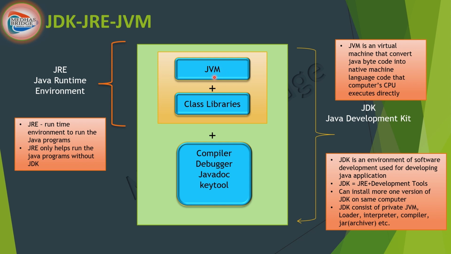This JVM requires class libraries while executing the code, isn't it? So the combination of JVM plus class libraries together, we can call it a JRE, Java Runtime Environment. Okay, JVM plus class libraries together, you can call it a JRE. So now you see the difference between JVM and JRE.